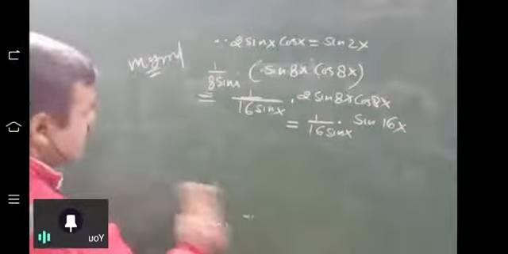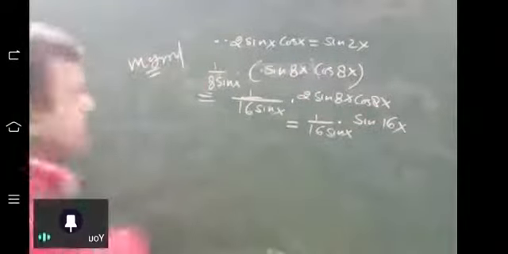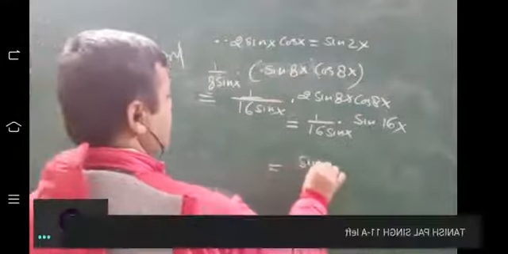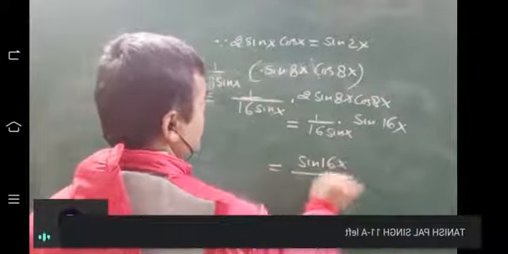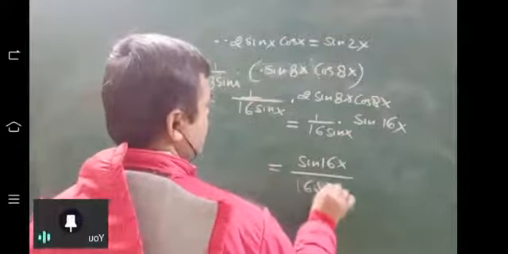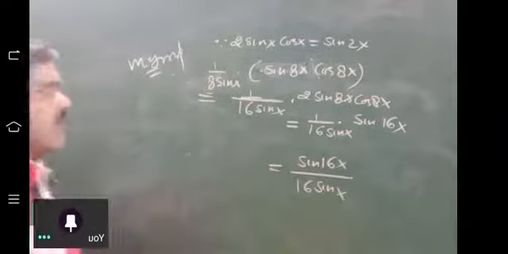This is the right hand side, that is sin 16x divided by 16 sin x.